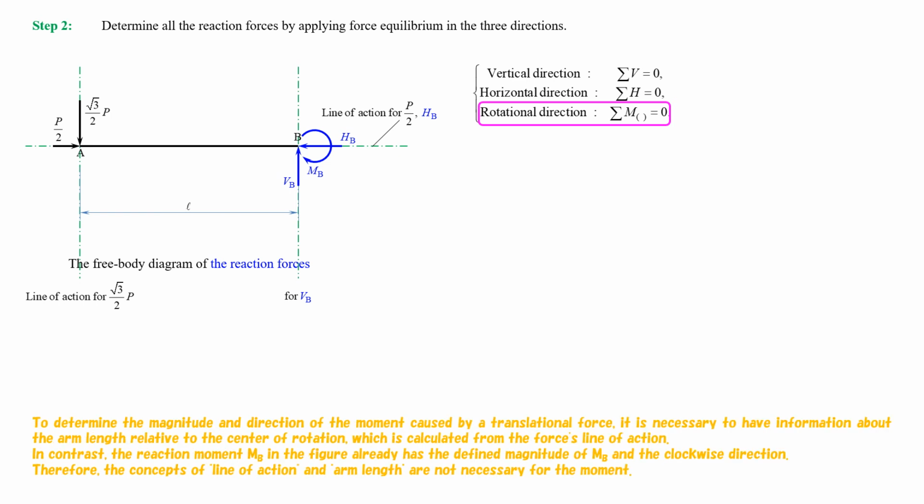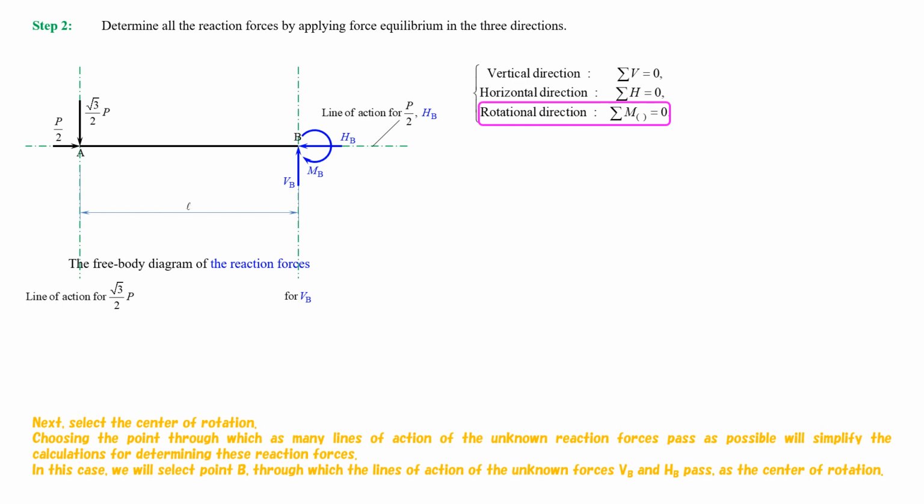To determine the magnitude and direction of the moment caused by a translational force, it is necessary to have information about the arm length relative to the center of rotation, which is calculated from the force's line of action. In contrast, the reaction moment MB in the figure already has the defined magnitude of MB and the clockwise direction. Therefore, the concepts of line of action and arm length are not necessary for the moment.